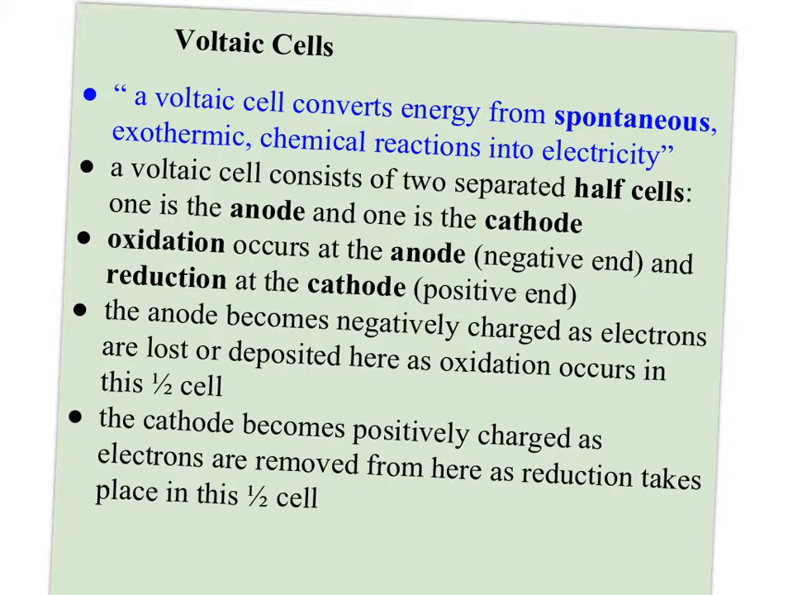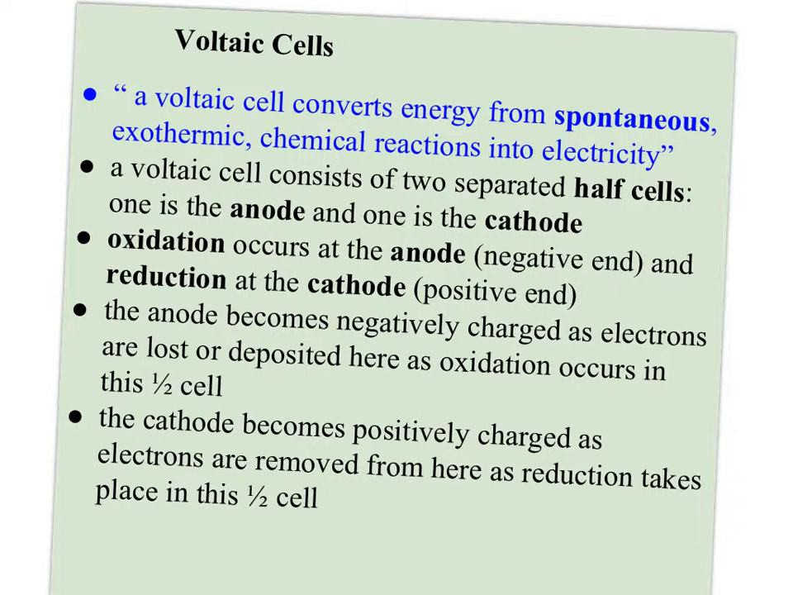Now, which one is which? Oxidation always occurs at the anode, and that's whether we're talking about a voltaic cell or an electrolytic cell. Oxidation, or the loss of electrons, is going to happen at the anode. So in this case, it's going to be the negative end because electrons are going to be given up by the metal, and they're going to stockpile until they can move across the wire over to where the ions are waiting for them. Reduction then happens at the cathode, the positive end.